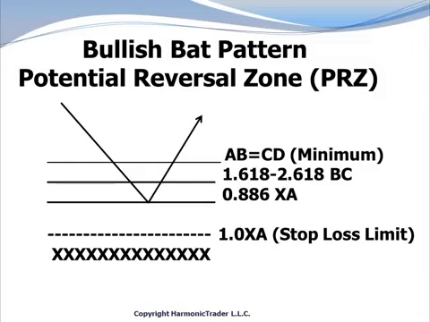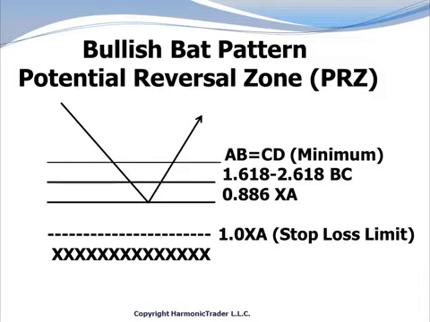The bullish bat potential reversal zone is unique. Because it requires different measurements than the Gartley, typically we employ specific minimums that differentiate this structure versus the Gartley. For example, the ABCD is a minimum, but again, as I said before, can be extended. The BC extension is different from the Gartley in that it must be that 1.618 BC extension, but can be as much as a 2.618.